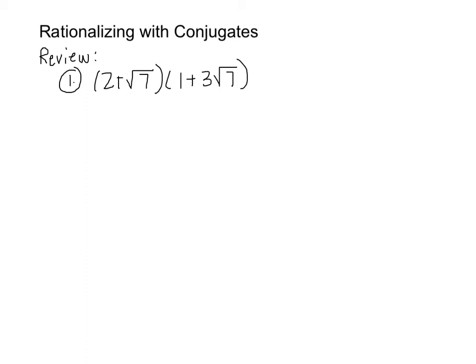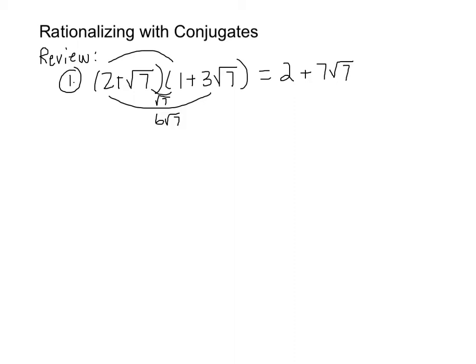If we have this, you can use either the box or FOIL. I'm going to use FOIL just to save space. With FOIL, you take 2 times 1, that gives you 2. Then the outside terms, 2 times 3 radical 7, would be 6 radical 7. And then on the inside, 1 radical 7. When you add those together, that gives you 7 radical 7.